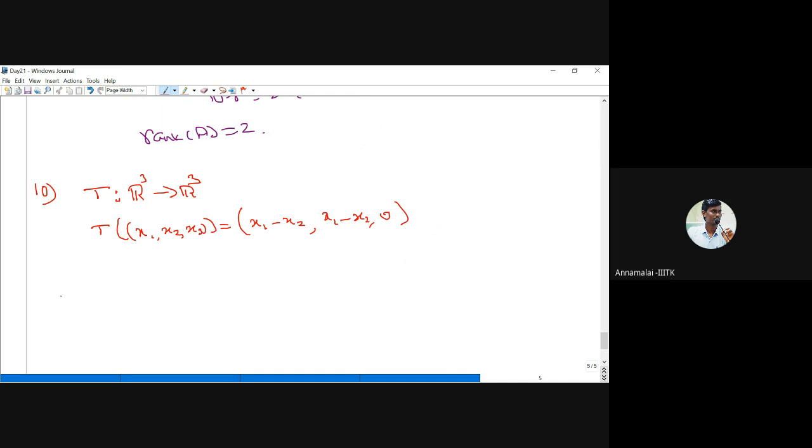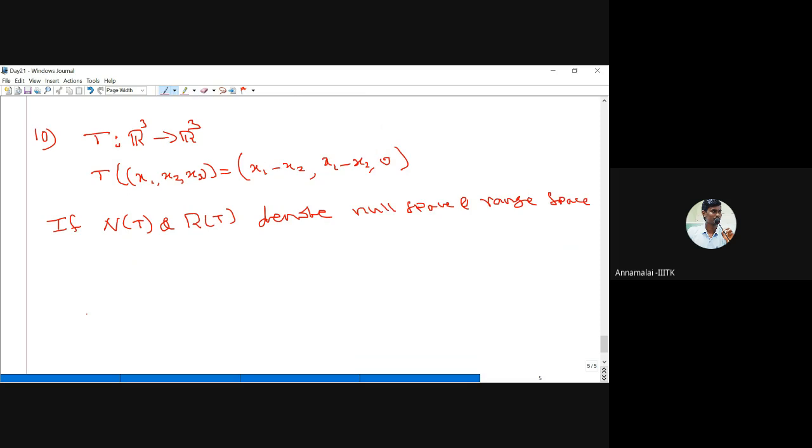Now, by the standard notation, N(T) is the null space and R(T) is the range space. Otherwise, kernel, null space and range space respectively. N(T) means the set of all vectors that T takes to 0, and R(T) is the range space. Now the options are: the first option, the dimension of N(T) is 2.